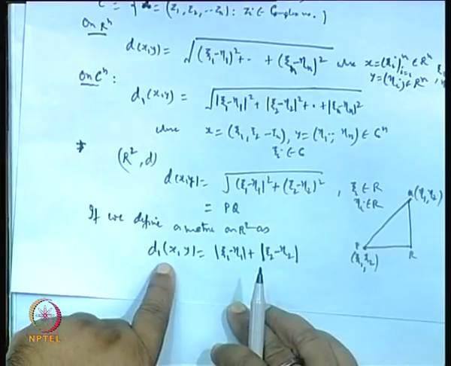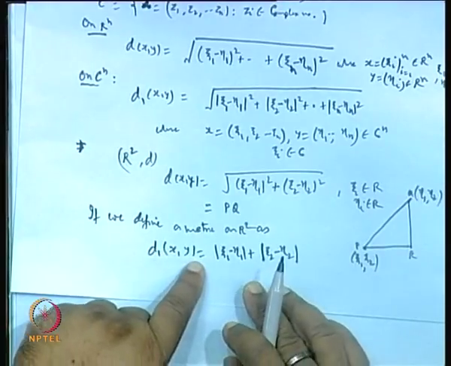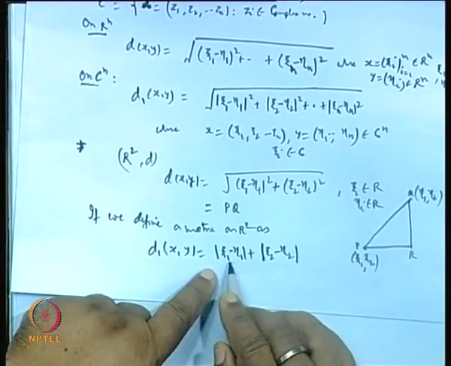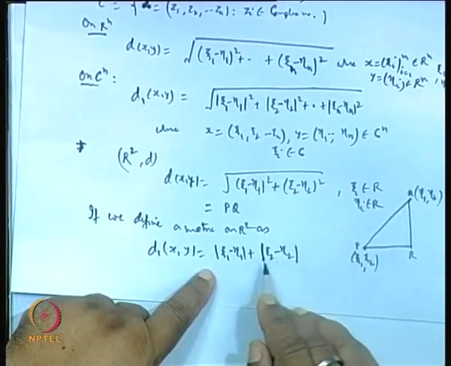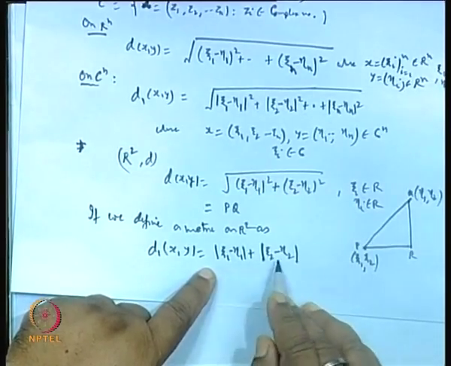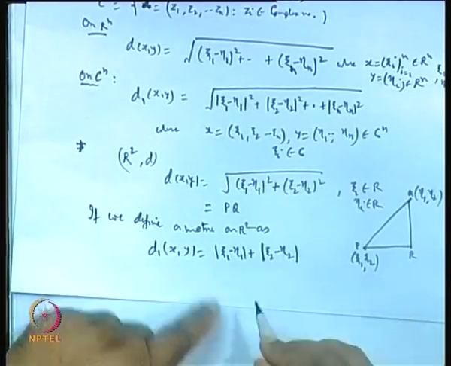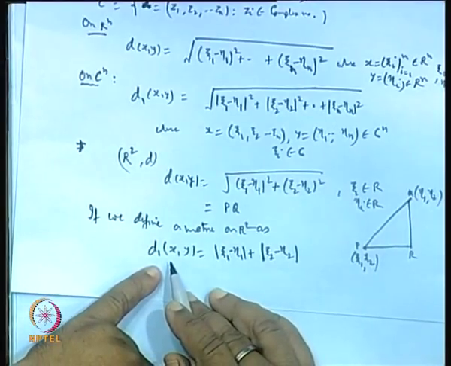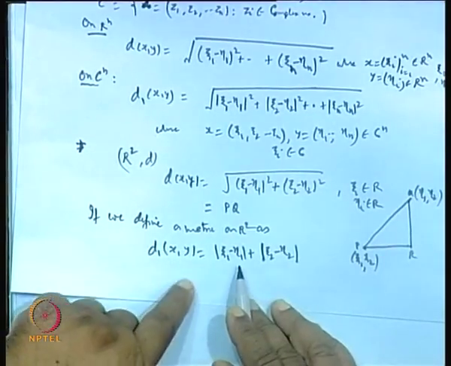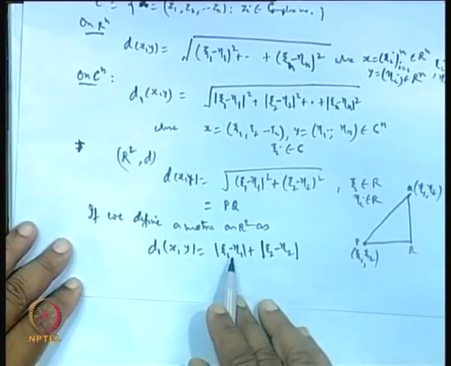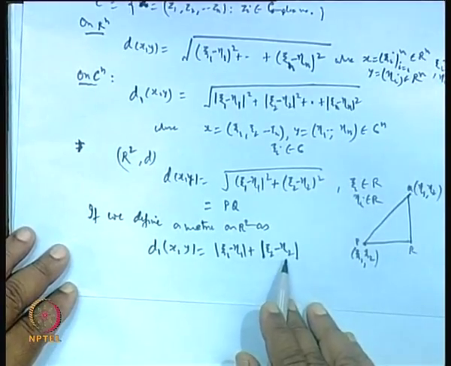It is also symmetric: d(x, y) is the same as d(y, x), because this modulus sign will not be affected if I interchange xi1, eta 1 and xi2, eta 2, their roles. Then the fourth property, the triangle inequality, also follows if I add and subtract zeta 1 here and zeta 2 here.